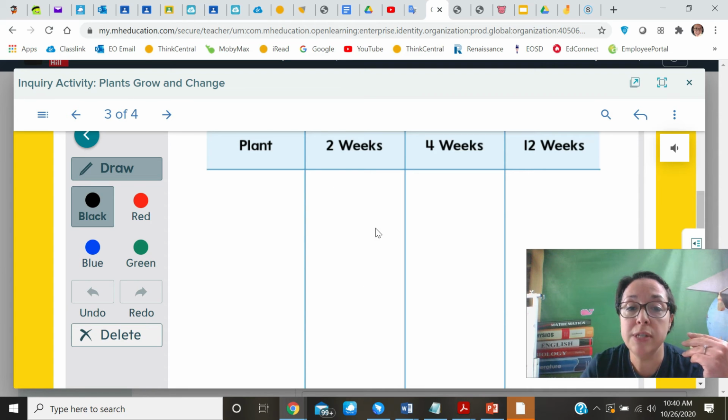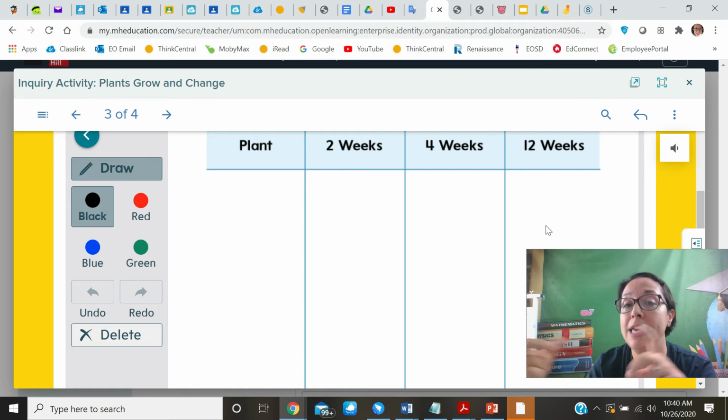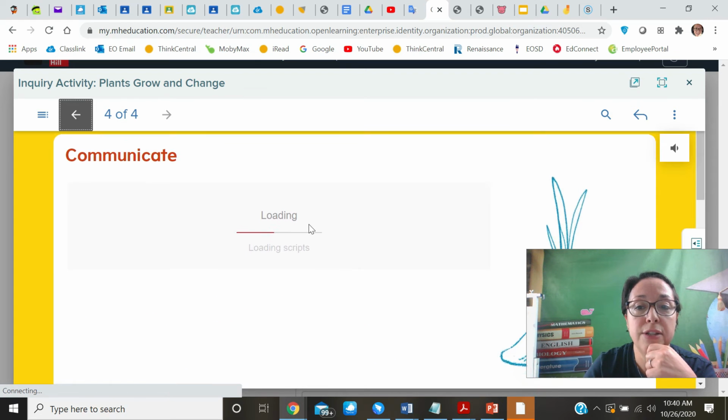Cómo se vio a las 2 semanas. How did it look at 2 weeks? Cómo se vio a las 4 semanas y cómo se vio en las 12 semanas. Okay, van a ver los cambios. You can draw right in your homework. Si por alguna razón no puedes usar las herramientas para dibujar en la tarea, puedes dibujar en una hoja y me mandan una foto. Okay, and then we are going to answer the last question.